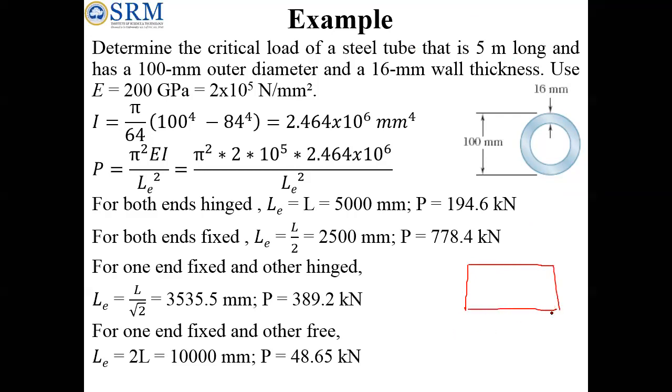What is the formula we have for I? It can be bd cube by 12, or it can be b cube d by 12 also, whether you're going to take Ixx or Iyy. So what we need to do here is calculate both values. Whichever value is less, that we need to take for the I value. Just write it down, or make a note of that.